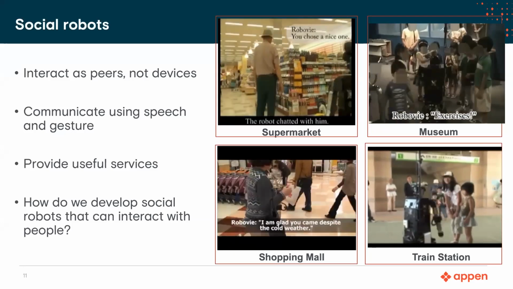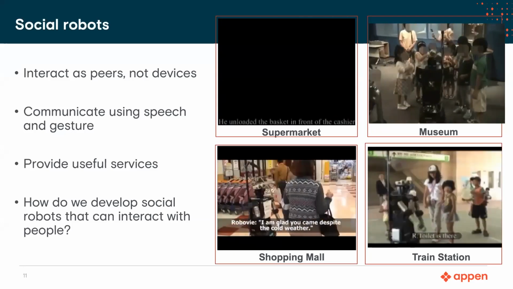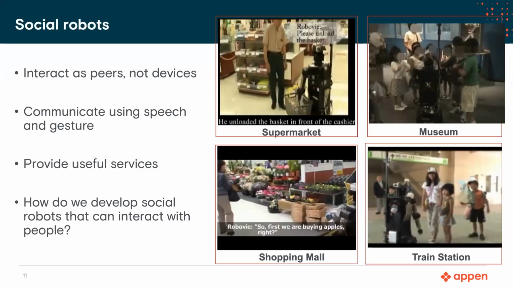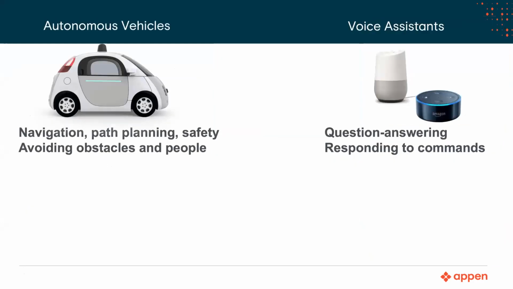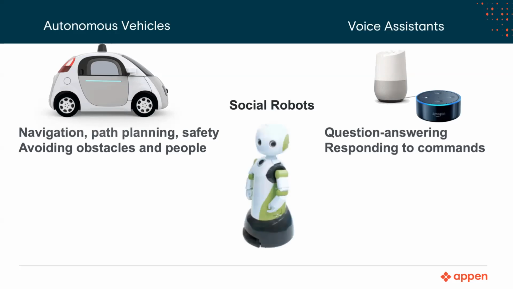As you see, they can be deployed in a number of environments: supermarkets, museums, shopping malls, or train stations. Maybe a lot of people are familiar with similar systems in the real world, like autonomous vehicles, which have to deal with navigation, path planning, safety, and avoiding obstacles and people. And also voice assistants that handle hard questions like question answering or responding to commands. So the question is, where do social robots fit? The answer is actually both.